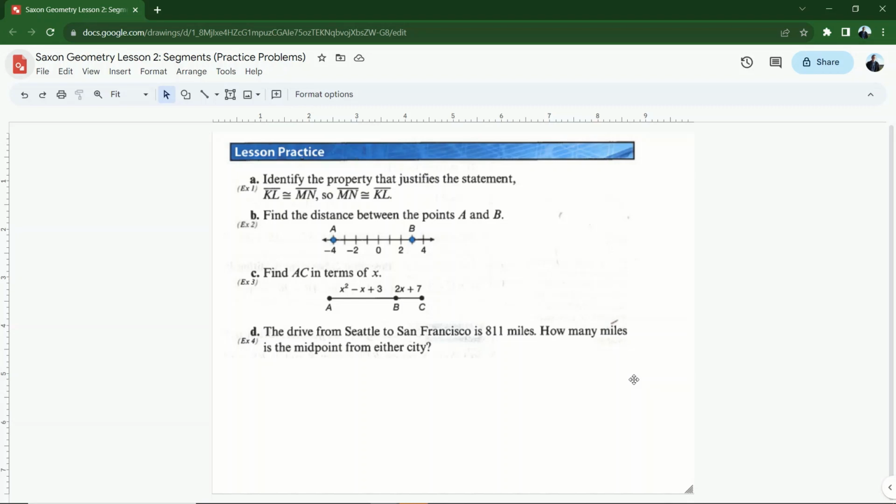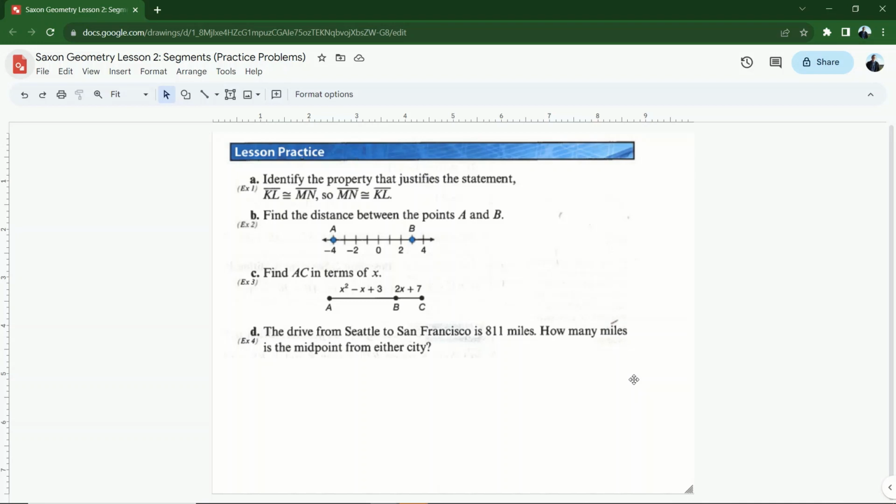So in this lesson, we learned about a few different properties and definitions and postulates. It's time to put them all together to do the practice problems at the end of the lesson. The first practice problem asks us to identify the property that justifies the statement segment KL is congruent to segment MN, so segment MN is congruent to segment KL.